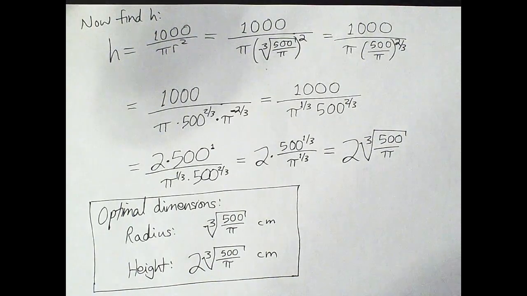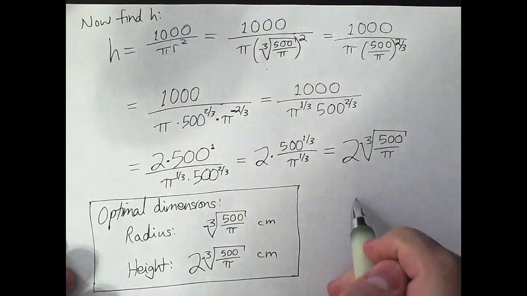And the reason why I was so picky about simplifying h, maybe now you can see why, is because I really like this result. We can see that in the result, the height happens to be twice the radius.